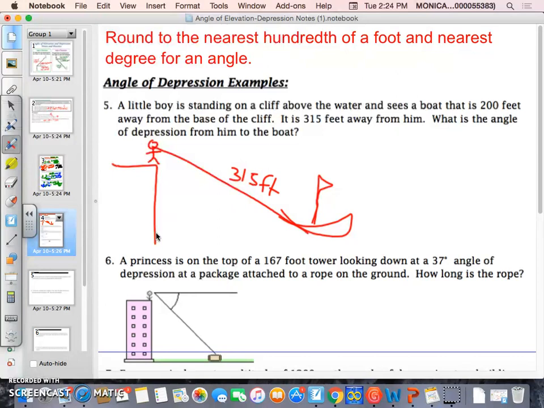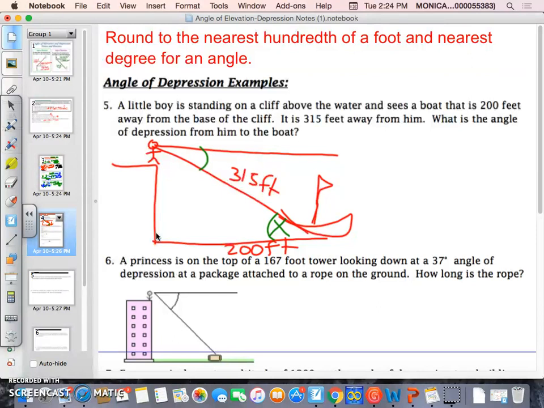And let's see, we see that he sees a boat that's 200 feet away from the base of the cliff. So here's my cliff. This is going to be 200 feet away. And now we've got to have our horizontal. So our horizontal is right here. And if we know this, we know that this angle is going to be congruent to this angle. So we could also think of the boat looking up at the little boy. So that's what we're going to call x, because we want to know what the angle of depression is from the little boy to the boat.